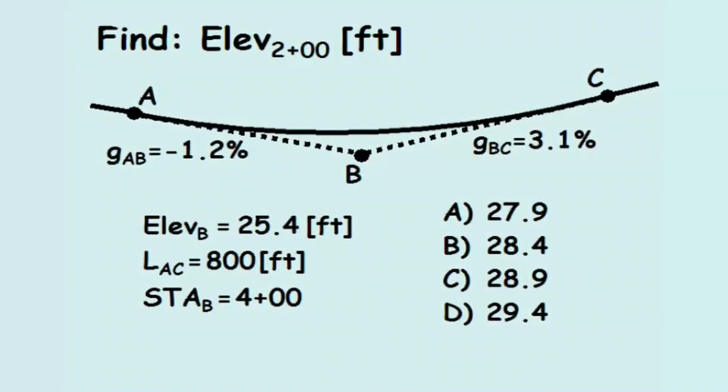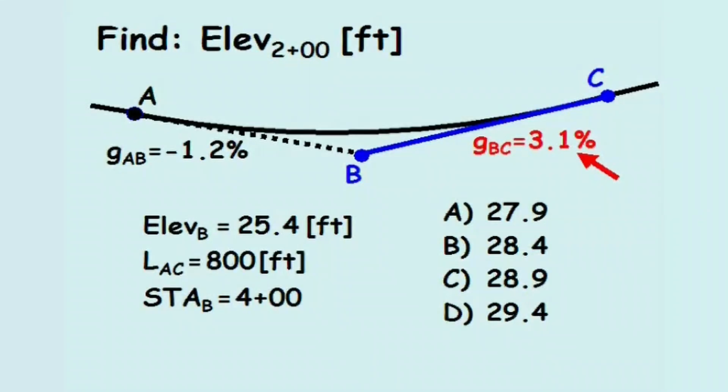Find the elevation at station 2 plus 0, 0 in feet. In this problem, a sag vertical curve extends from point A to point C with a length of 800 feet. Line segment AB is tangent to the curve at point A and has a grade of negative 1.2%. Line segment BC is tangent to the curve at point C and has a grade of positive 3.1%.